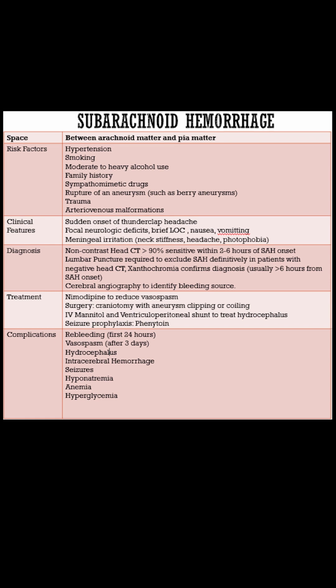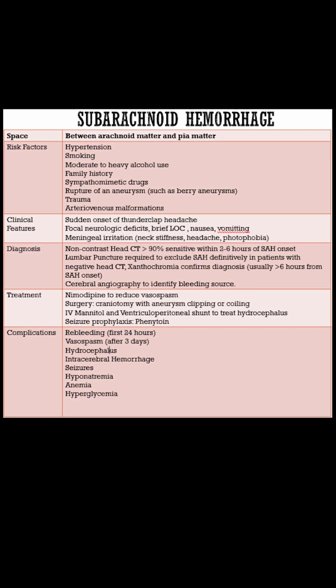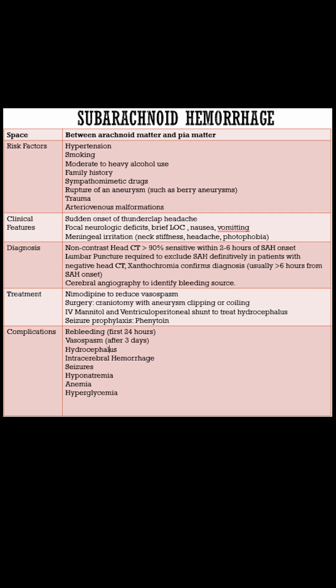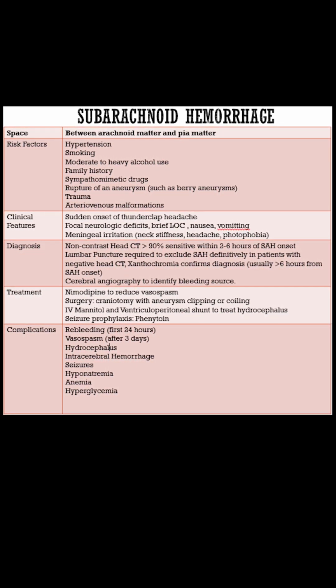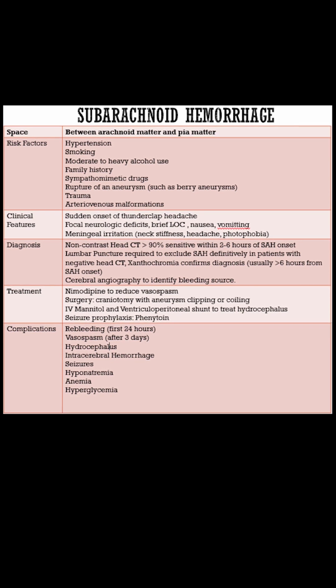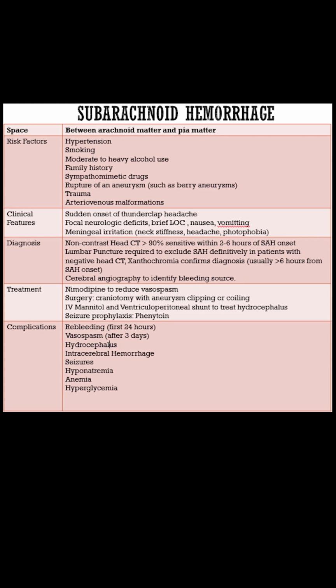Nimodipine can be used to reduce vasospasm. Intravenous mannitol and ventricular peritoneal shunt can be used to treat hydrocephalus. In order to prevent seizures, patients can be given anticonvulsants such as phenytoin. And if there is an aneurysm, then craniotomy with aneurysm clipping or coiling can be done.